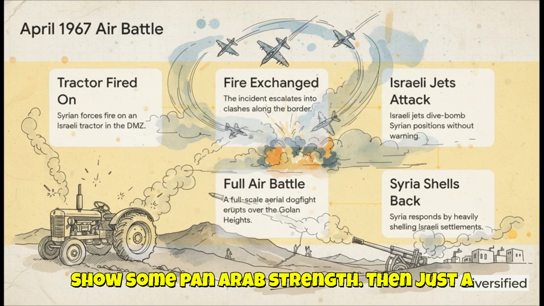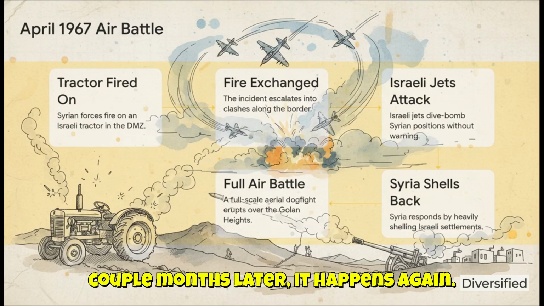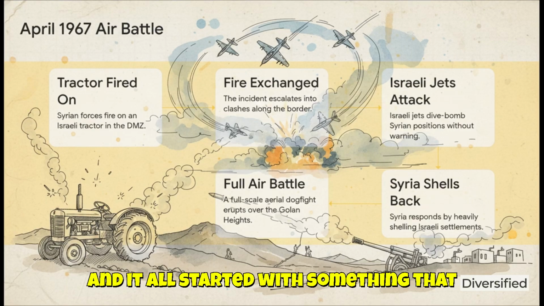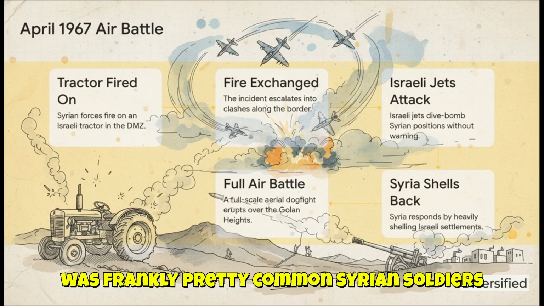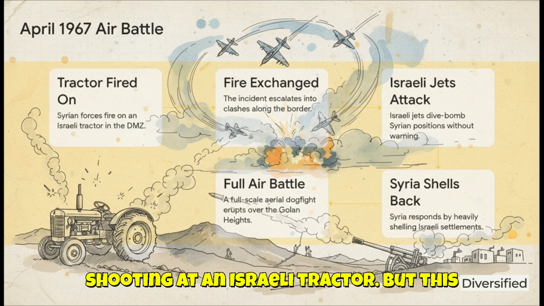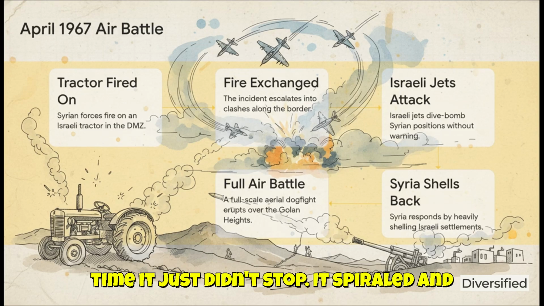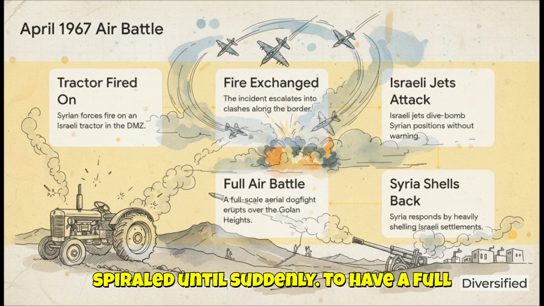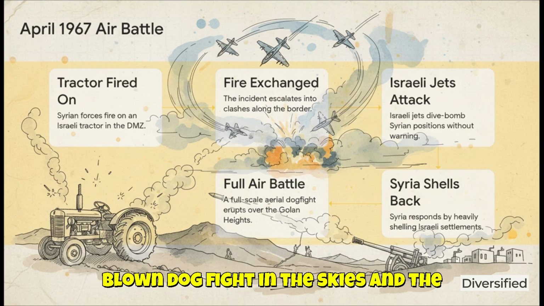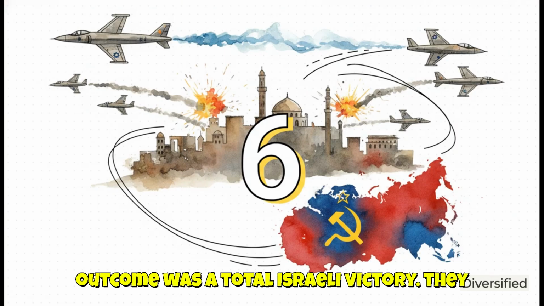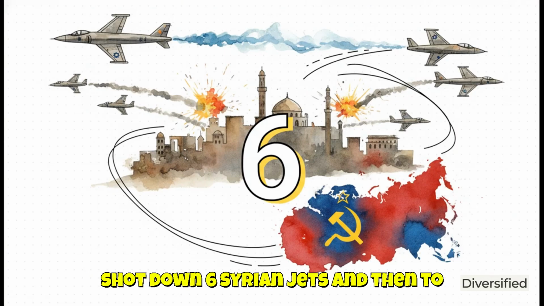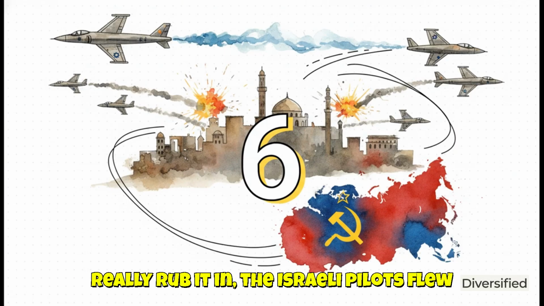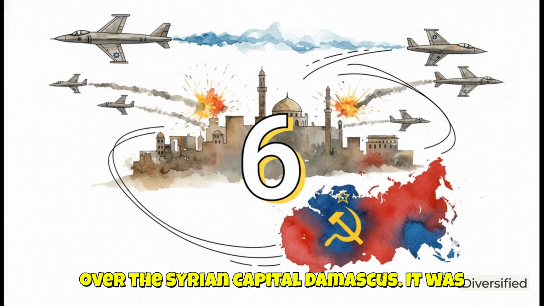Then, just a couple months later, it happens again. And it all started with something that was frankly pretty common. Syrian soldiers shooting at an Israeli tractor. But this time, it just didn't stop. It spiraled and spiraled until suddenly you have a full-blown dogfight in the skies. And the outcome was a total Israeli victory. They shot down 6 Syrian jets. And then, to really rub it in, the Israeli pilots flew over the Syrian capital, Damascus.